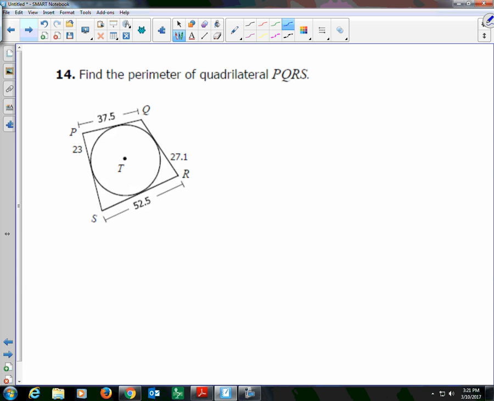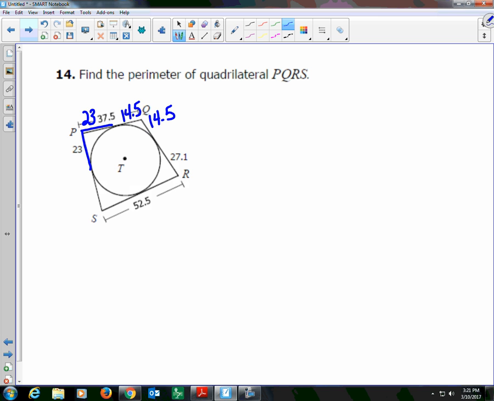For this problem, it's a little bit more complicated, but if you just remember that the tangents are equal to each other, it will help you out. I know that from P to the point of tangency on the circle is 23. So the same thing happens on this side, it's 23. I know the whole distance PQ is 37.5. So if I take 37.5 and I subtract 23, I get from Q to the point of tangency as 14.5. And if I take 23 and 14.5, I do get this 37.5 that is shown. That means the other tangent that Q has is also 14.5.